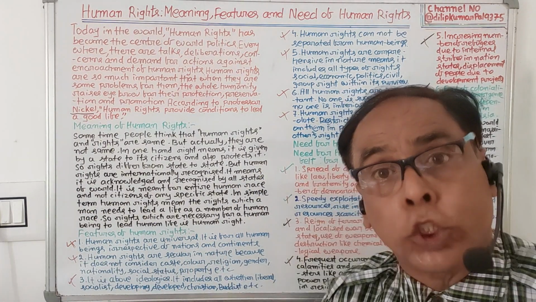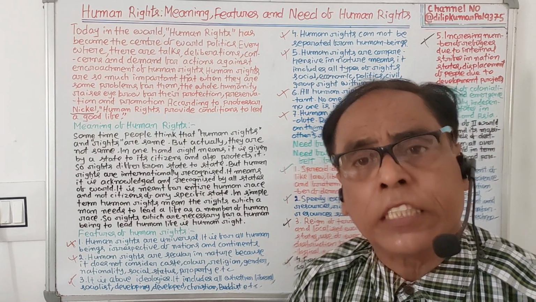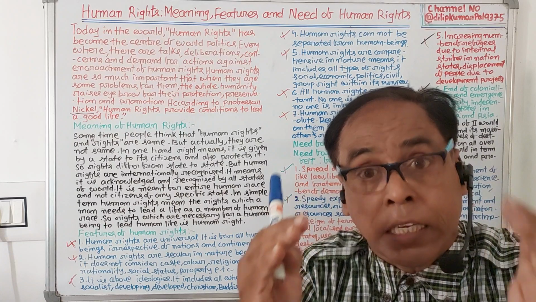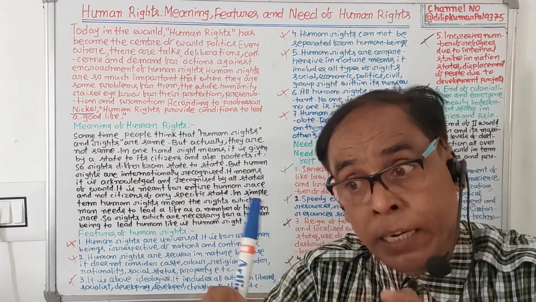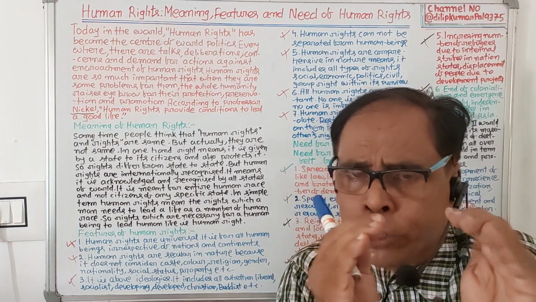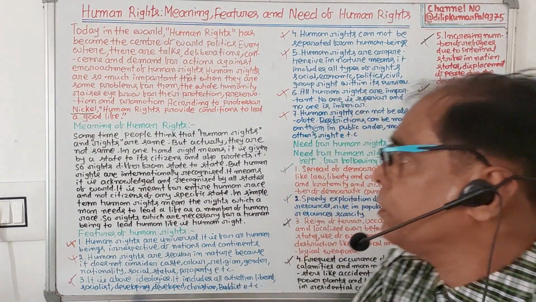India is giving some rights to its people, citizens. USA is giving some rights to its citizens. Pakistan is giving some rights to its citizens. So rights are privileges given by a state to its citizens, not to others. So rights differ from state to state. But what is a human right?